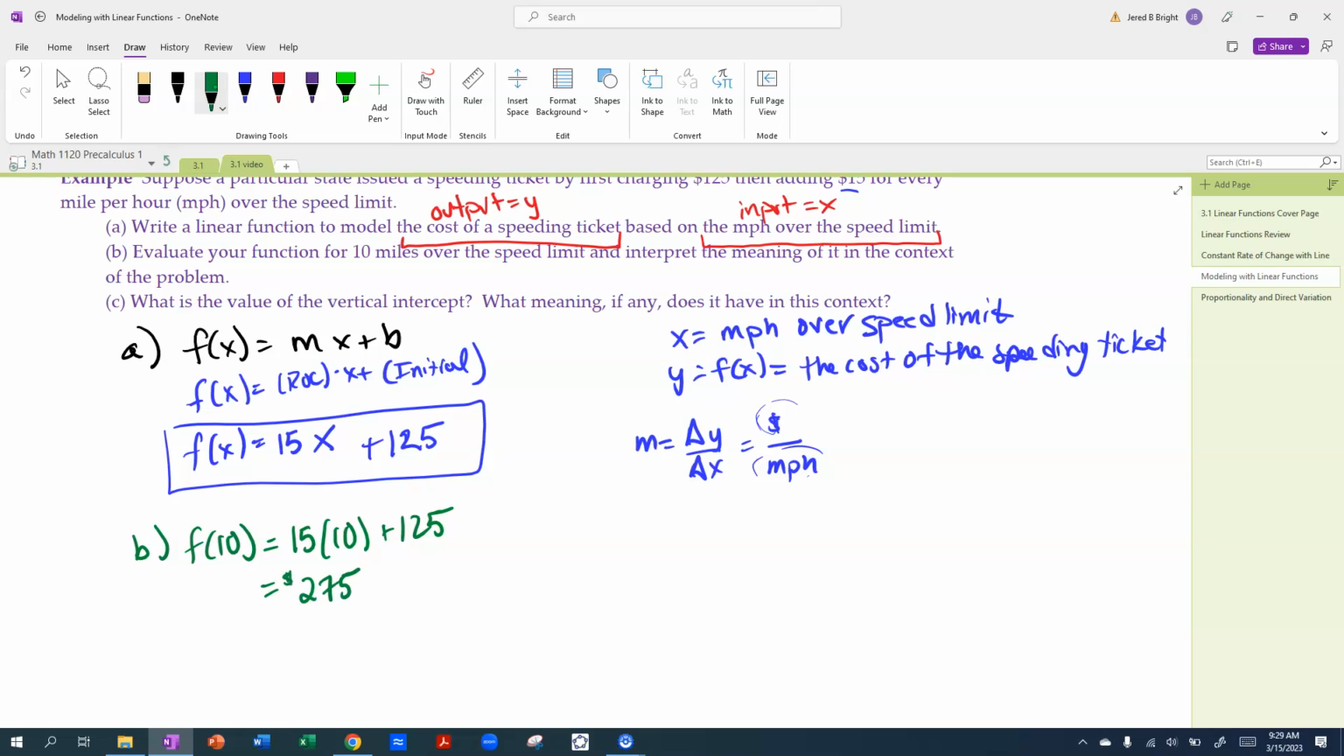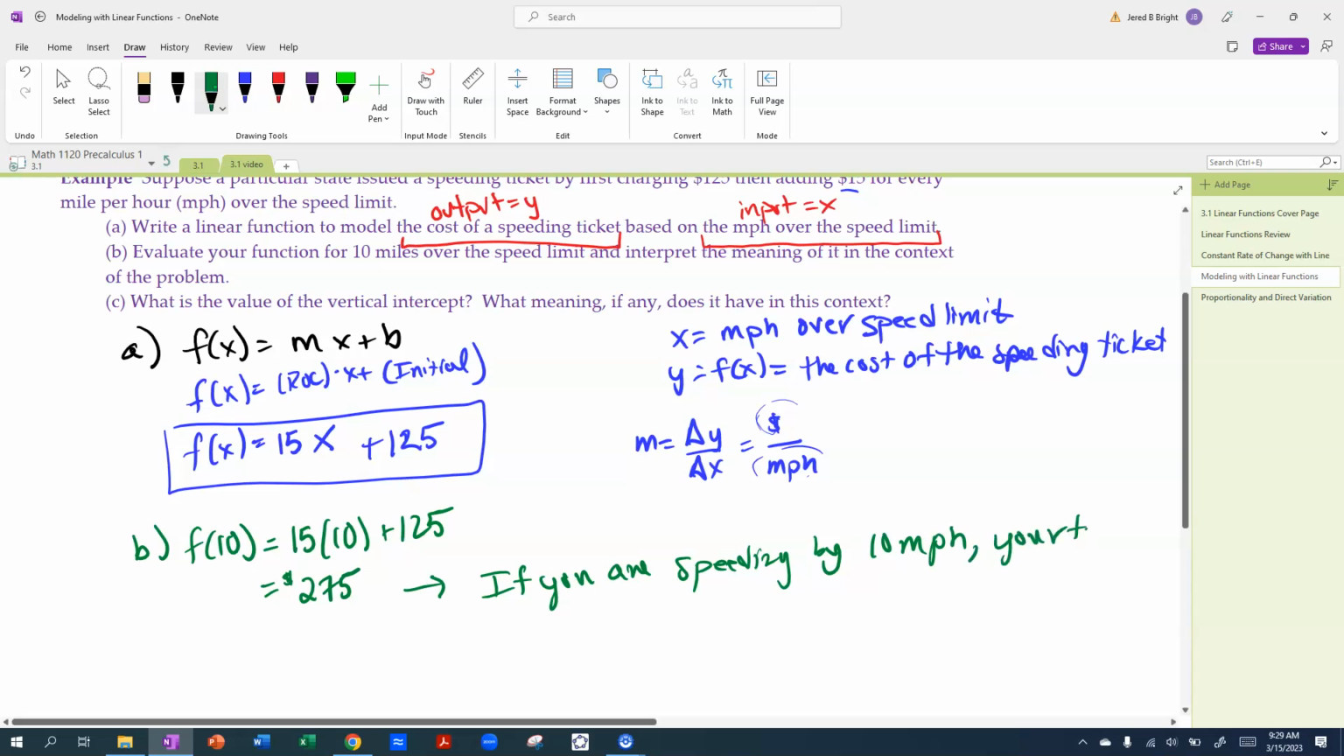Okay, so then this means in context, if you are speeding by 10 miles an hour, your ticket will be $275.